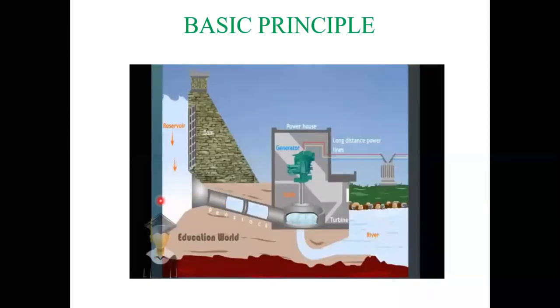So this is a basic principle of operation when we are considering the reservoir. So this is your reservoir. From this reservoir, we can send the water to your turbine with a proper head. Then automatically it converts into mechanical energy. This mechanical energy is converted into electrical energy. So this is nothing but a basic principle.